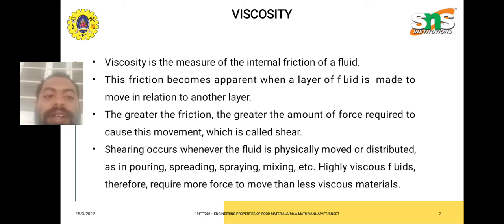Shearing occurs when the fluid is physically moved or disturbed, as in pouring, spreading, spraying, mixing, etc. Highly viscous fluids require more force to move than less viscous fluids. Highly viscous fluids are, for example, honey, butter, etc. And less viscous fluids are, for example, milk, water, etc.